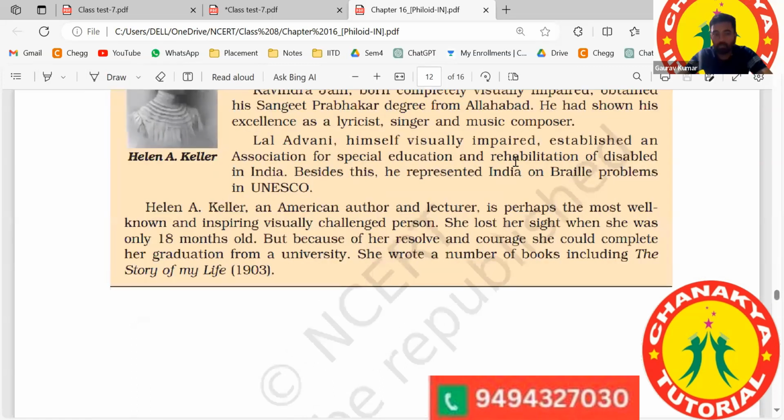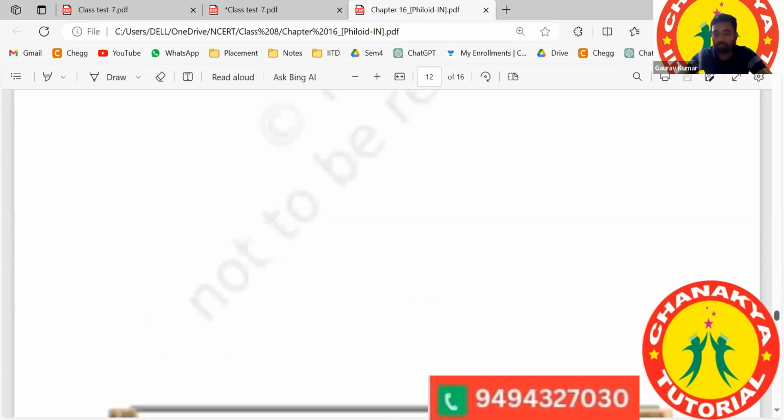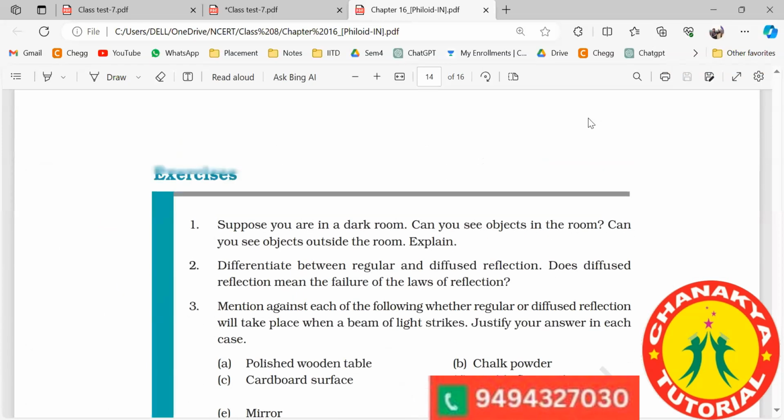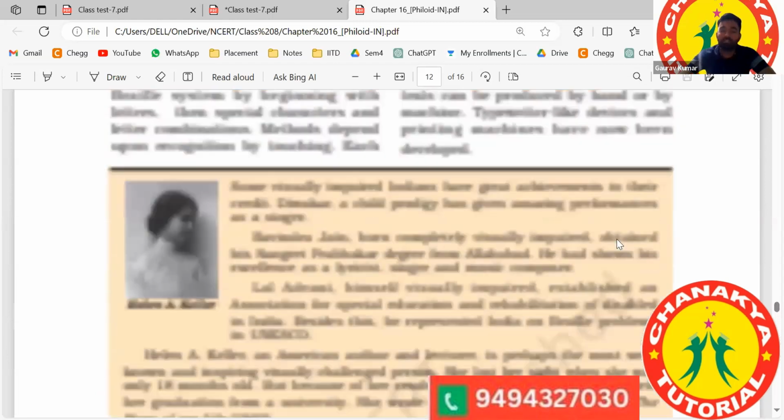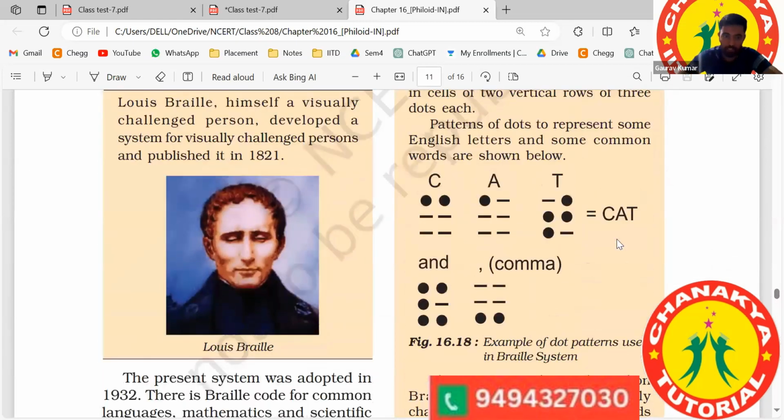Do you guys have any doubt in any part of this chapter? Sir, can you explain the visually impaired part? Visually impaired. Okay, there was one person named Louis Braille. He did not have eyesight, so he was visually challenged. Similarly, there are many people who face this problem. It may be from their birth, due to some disease, or due to some accident, due to which they lose their eyesight, or they lose the power of their eyesight.